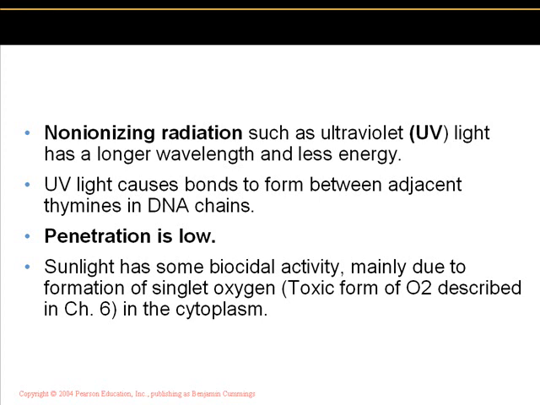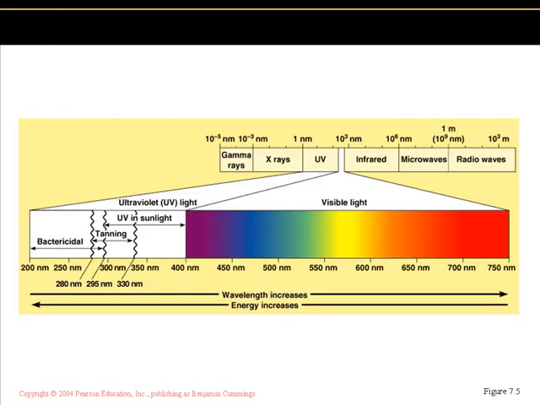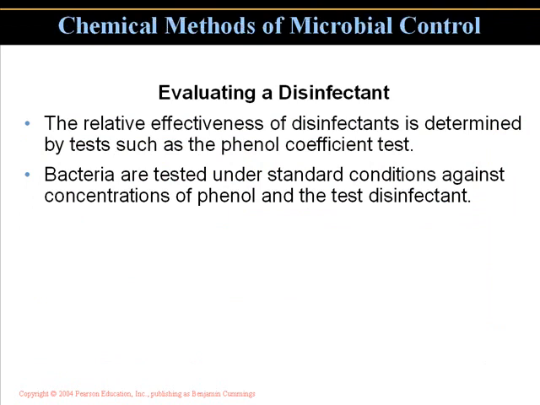So there are different forms of radiation that can be used: ionizing radiation and non-ionizing radiation. Ionizing radiation we commonly are familiar with: X-rays, gamma rays, electron beams. Non-ionizing radiation, such as microwaves, kills by heat and is not especially antimicrobial. This is just a spectrum of light. I'm not going to hold you to remember that.